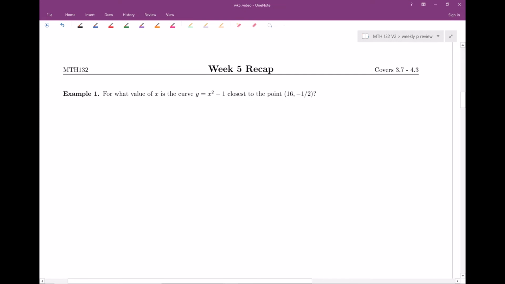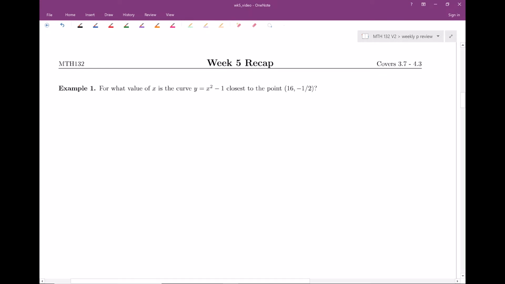We want to find the value x for which this curve is closest to this point. In this case, we need to look at this word closest. This is going to be the biggest help for what we're trying to do here. When I say closest, that means I want to minimize distance. So that's the optimization that we're going for here. We're trying to find the minimum distance. That's what we mean by closest.